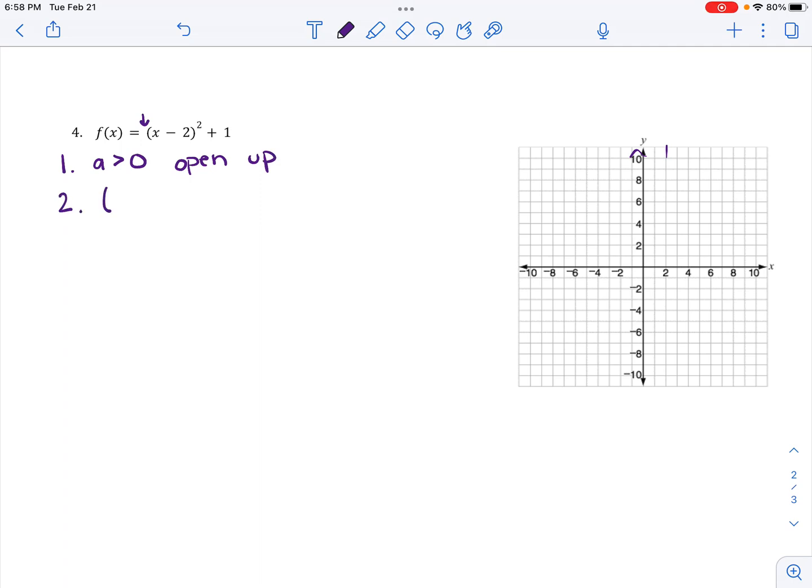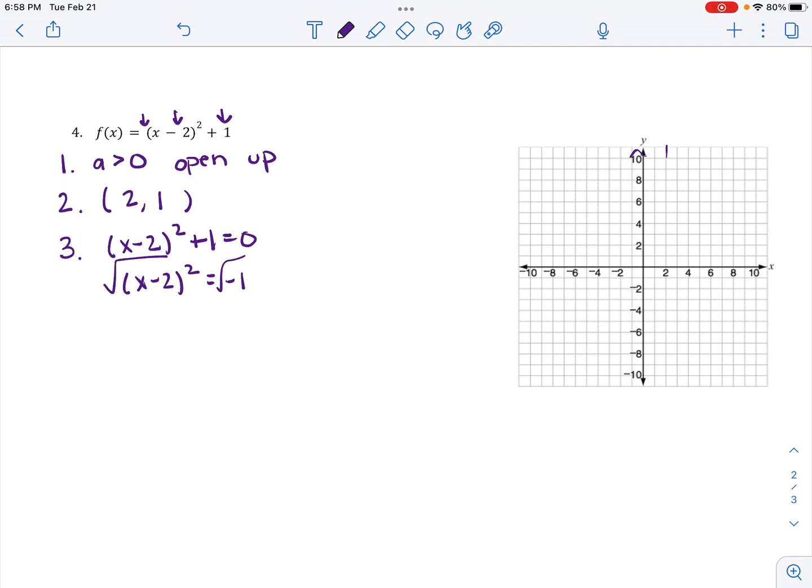Number 2, we're going to find our vertex. Remember, opposite of what you see here, exactly what you see here. Number 3, we're going to find our x-intercept, so we're going to take that equation, and we're going to set it equal to 0, and we're going to solve. So I'd minus 1 first. So I'm going to get x minus 2 squared equals negative 1.